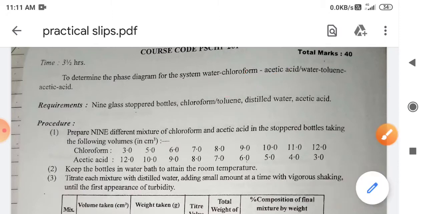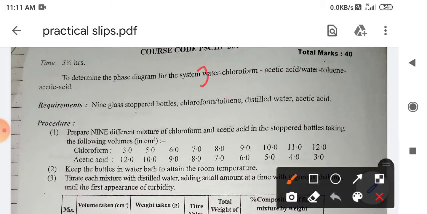Okay, so we know that water is the inorganic system and chloroform is the organic system. So these are the immiscible liquid pairs, but acetic acid with water, or chloroform and acetic acid, form completely miscible liquid pairs. So these types of systems are given and we need to construct the phase diagram for this given system.